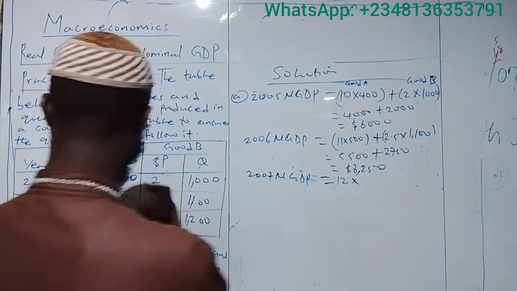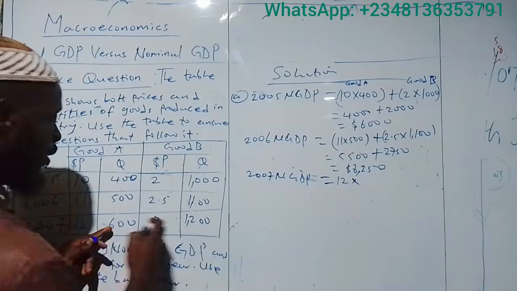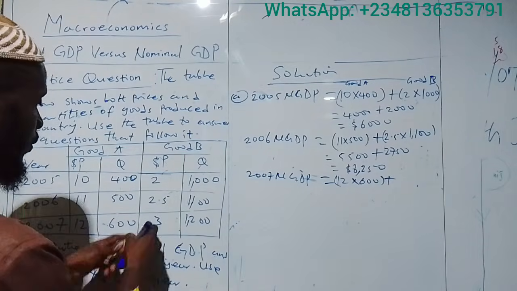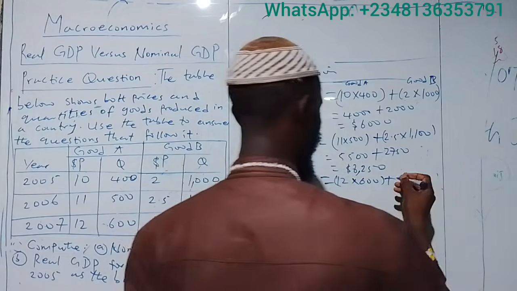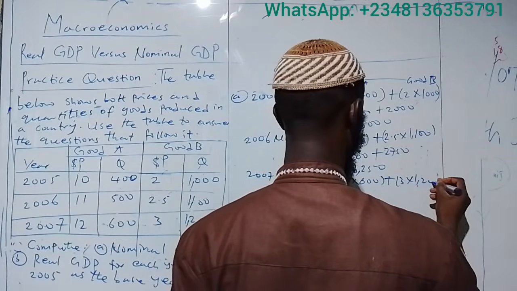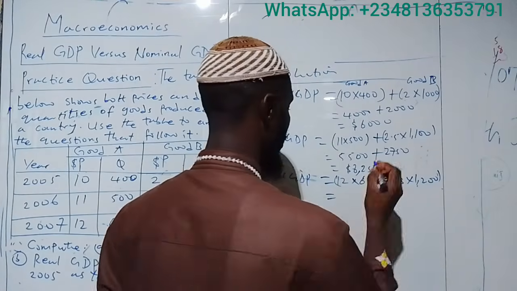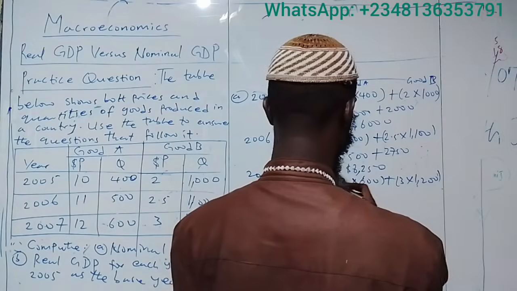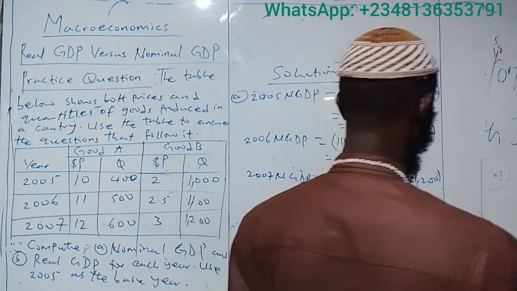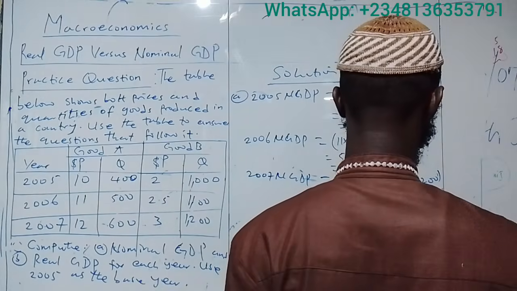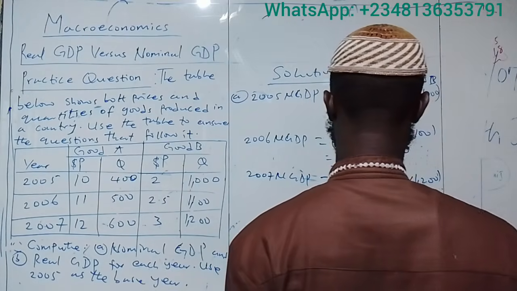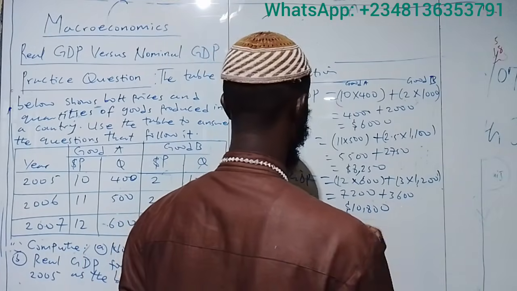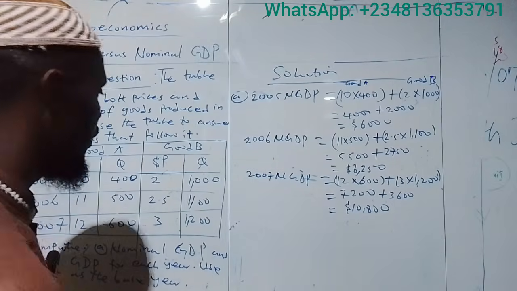Then multiply by the quantity produced of good A, which is 600. Then plus good B. We have 3, that is the price, multiplied by quantity. Now 3 multiplied by 1,200. Now, 12 times 600 will give us 7,200. Then plus, you multiply this, you have 3,600. At the end of the day, when you add, you have 10,800. So this is nominal GDP in 2007.